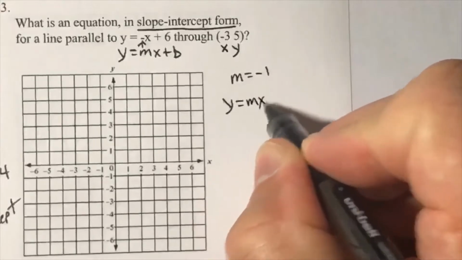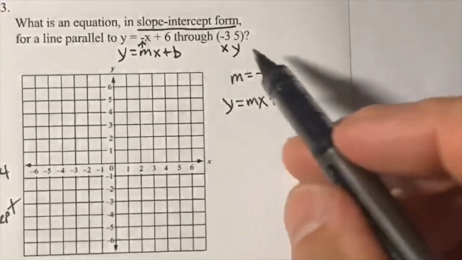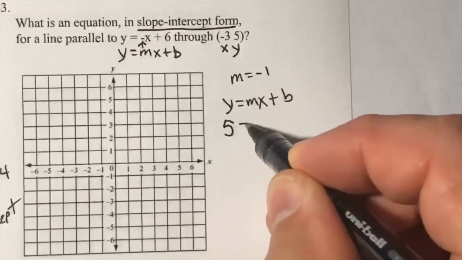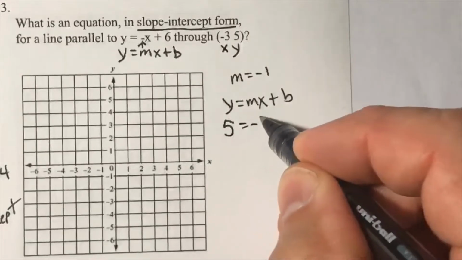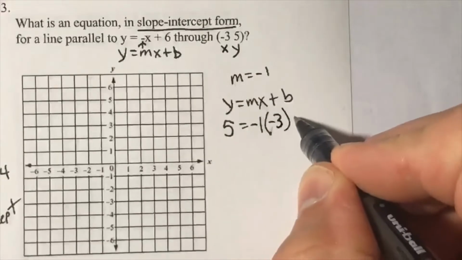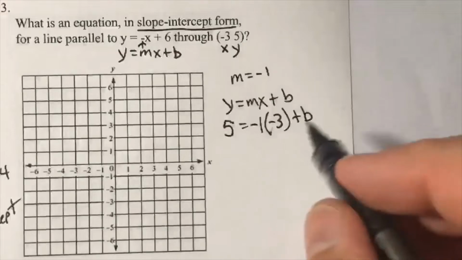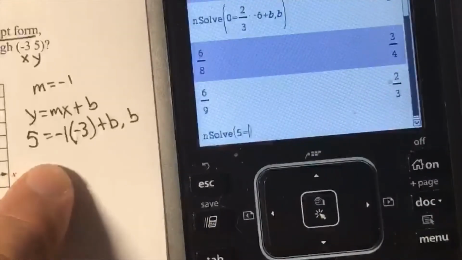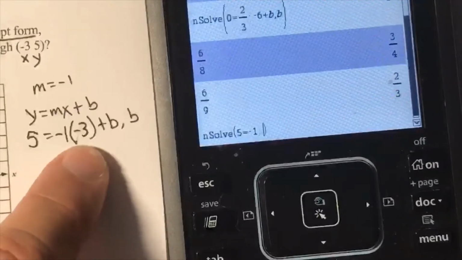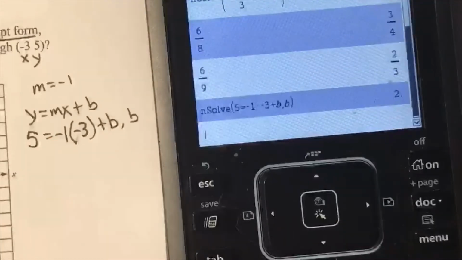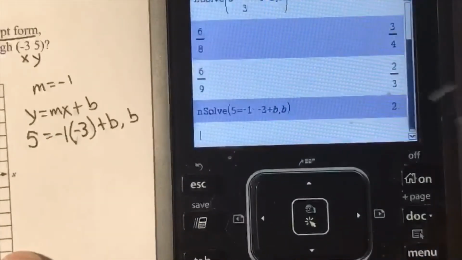So I'm going to write the formula down again. y equals mx plus b. I'm going to replace y with 5, bring that down. m is -1 times x, -3, plus b, comma b. Well, go to menu 3.1. 5 equals -1 times -3 plus b, comma b. Okay, so my y-intercept is 2.